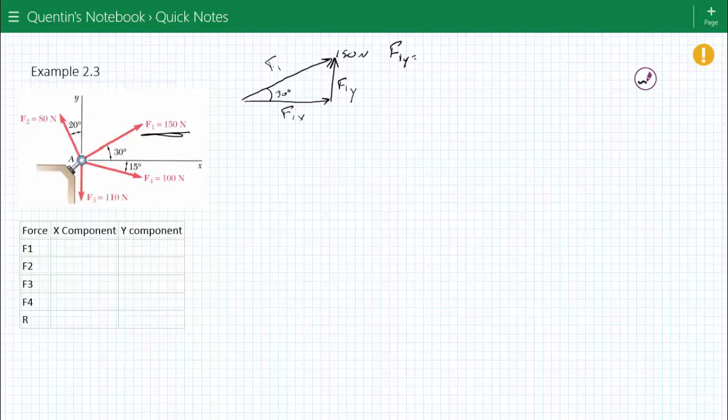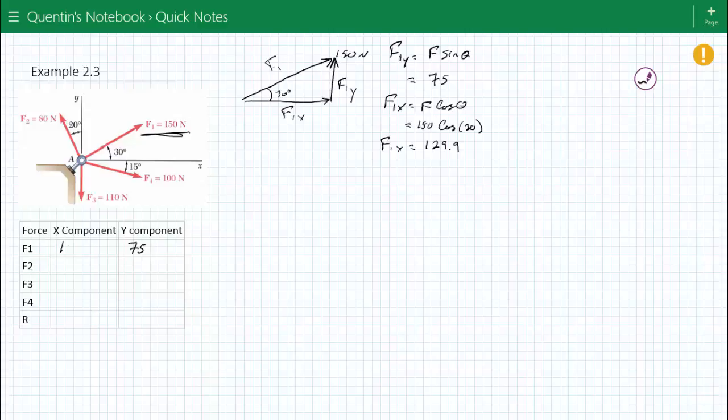So F1 in the y direction is what? It's F sine of theta, so it's equal to 150 times sine of 30, so it's equal to 75. So let's put that here, F1, this is 75 in this portion. And F1 in the x direction is F cosine of theta, so it's 150 times cosine of 30, so F1 in the x direction is going to be 129.9. So pretty straightforward. Now let's look at the second one.